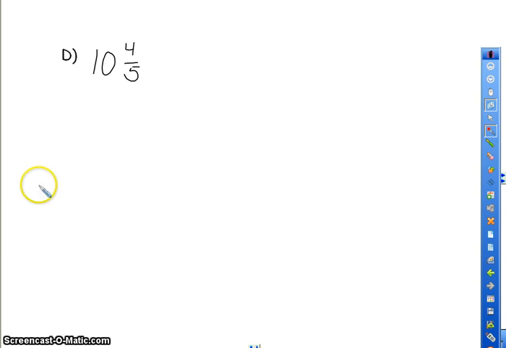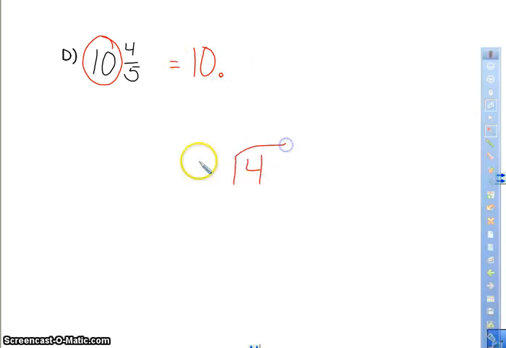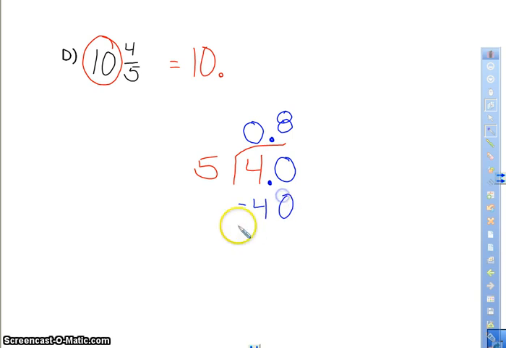And our last one, 10 and 4/5. So once again, I have this 10, so I know it's going to be 10 point something. To figure out my something, I'm going to do 4 divided by 5. Okay, 5 can't go into 4, so I'm going to add my 0 and my decimal point and bring that to the top. Add a 0 here. 5 goes into 40, 8 times perfectly, and I'm done.